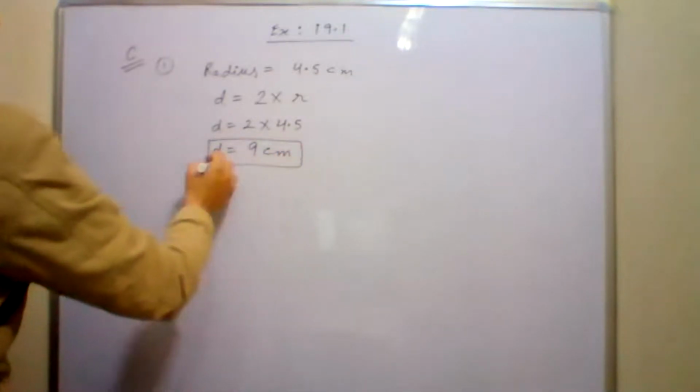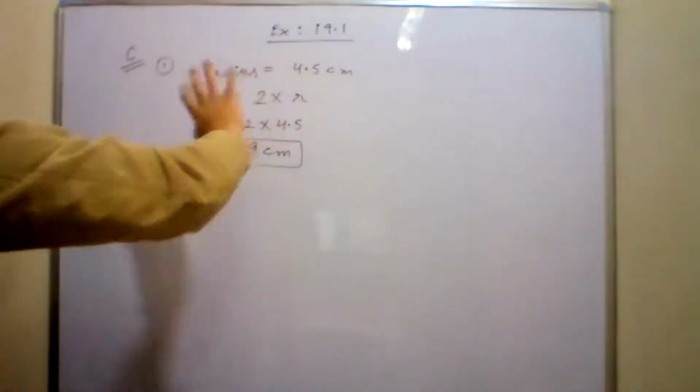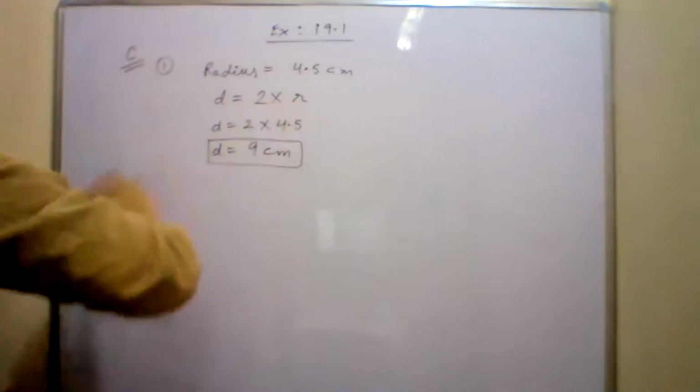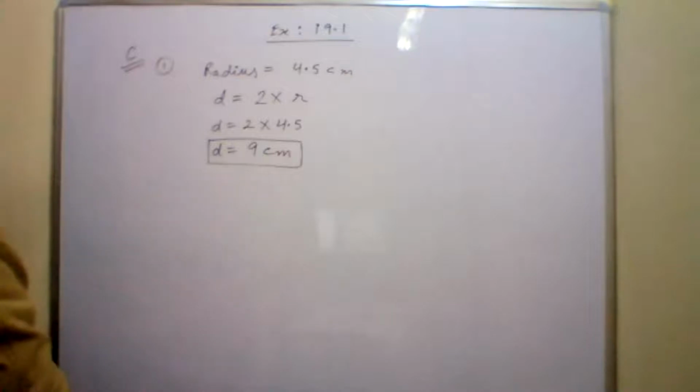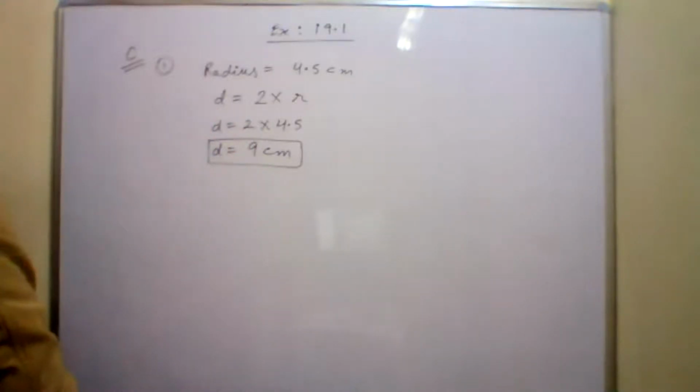Answer. Can you do the rest of the parts? No, you have to multiply, beta. Why will you divide? Radius is given as 4.5. Diameter निकालनी है आपको. Diameter निकालने के लिए क्या करेंगे? Radius को 2 से multiply कर देंगे. 9 सेंटीमीटर आ गया. 2 into 4.5 equals 9. Do you know how to multiply? बस multiply करना है.